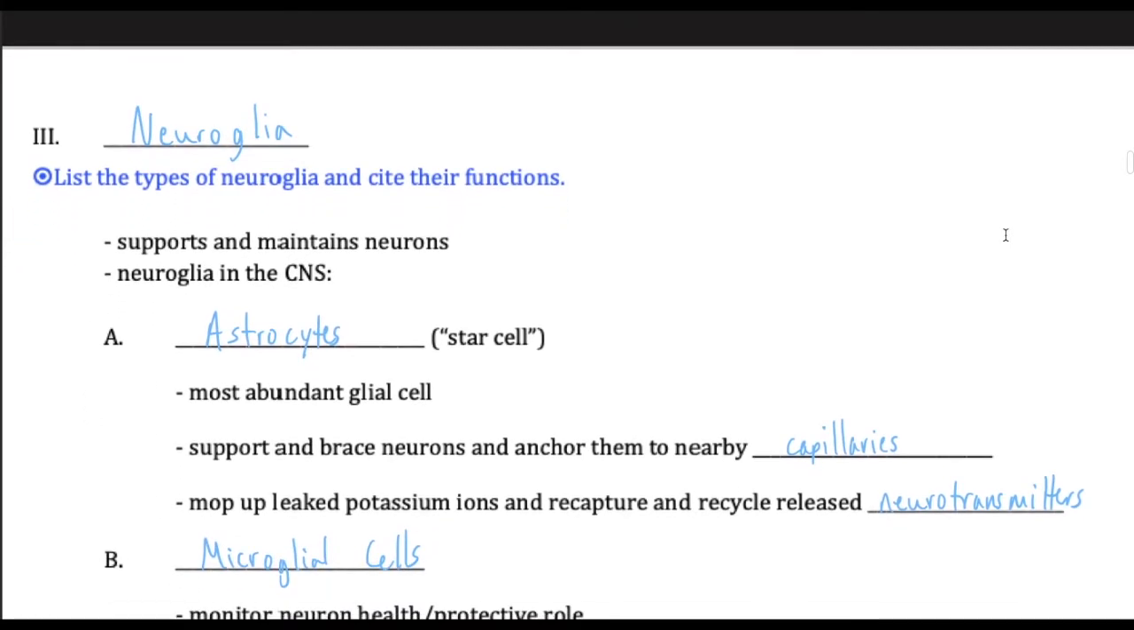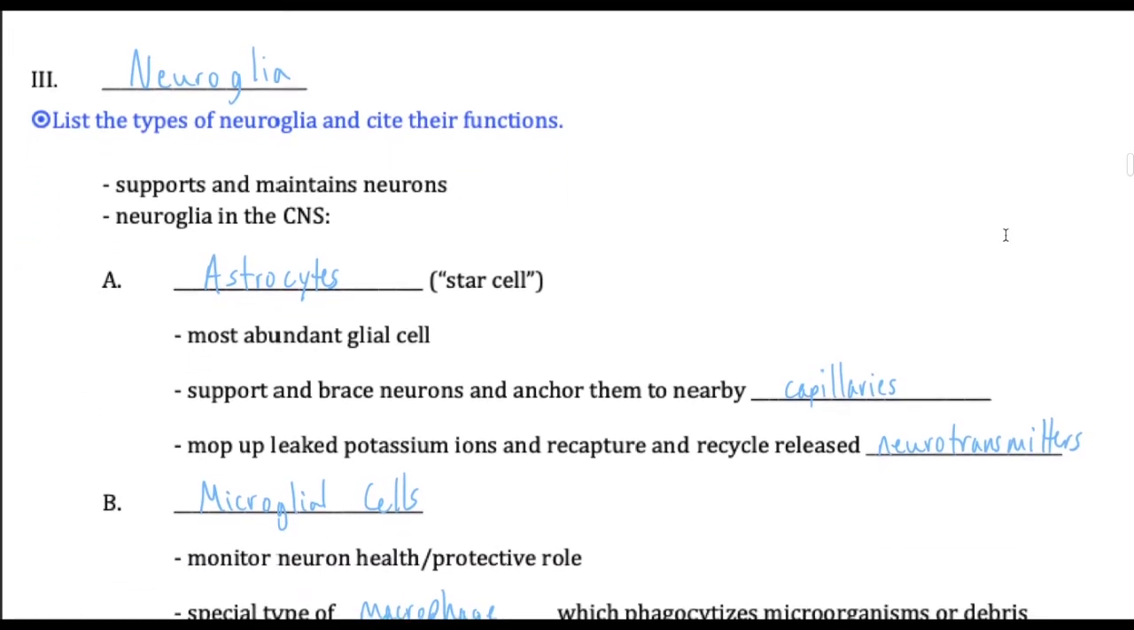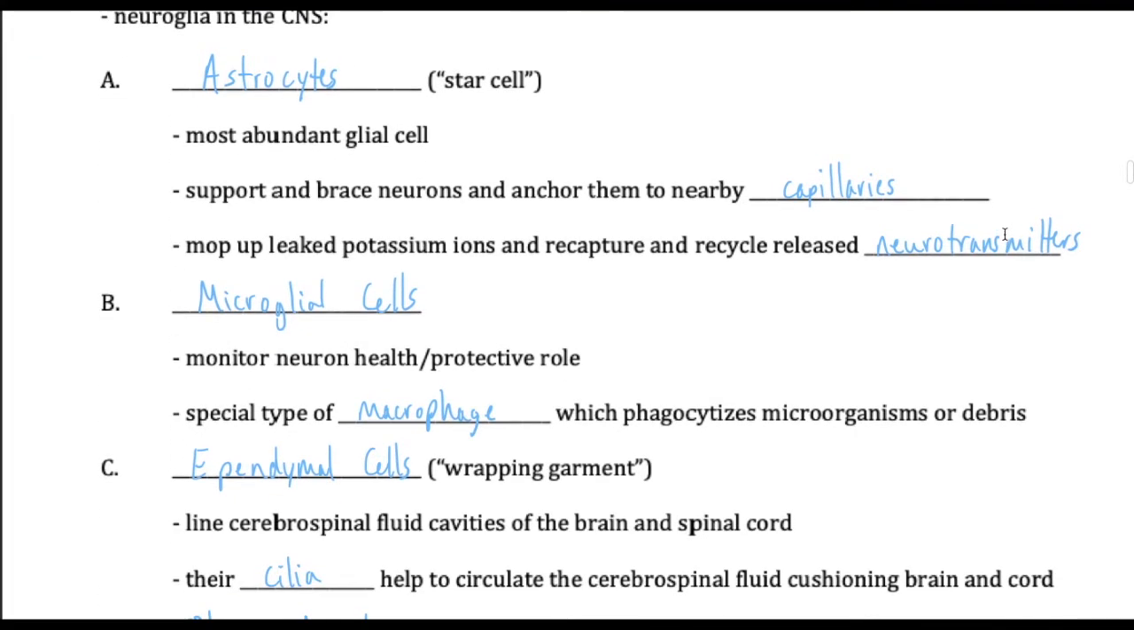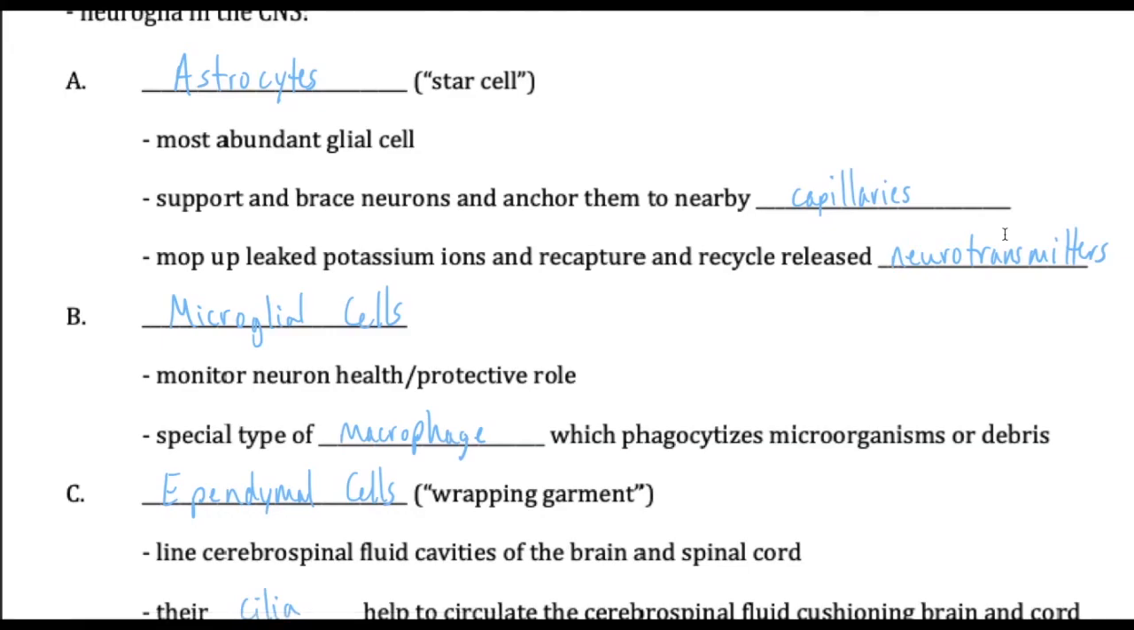Now we are going to talk about the neuroglia. This is going to support and maintain neurons, and this is the neuroglia in the central nervous system. Let me zoom in so that you can read this a little better. First are the astrocytes, or what we call the star cell. This is the most abundant glial cell. It is going to support and brace neurons and anchor them to nearby capillaries for blood supply, oxygen, things like that. It's also going to mop up leaked potassium ions and recapture and recycle neurotransmitters, because we're releasing neurotransmitters, and from there they don't always get to the neurons. So we've got to recycle those so we can use them later.